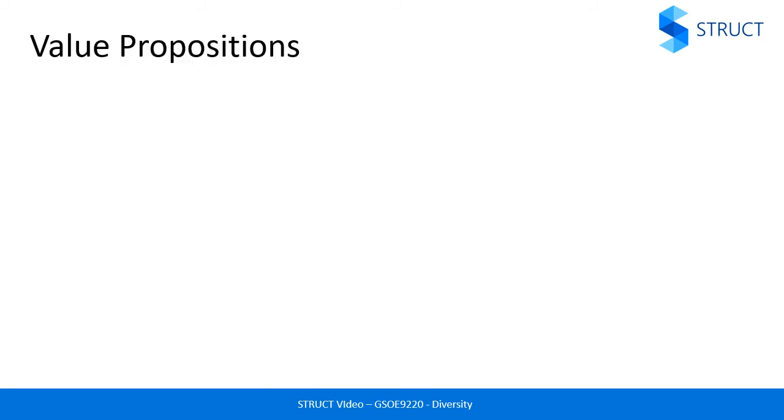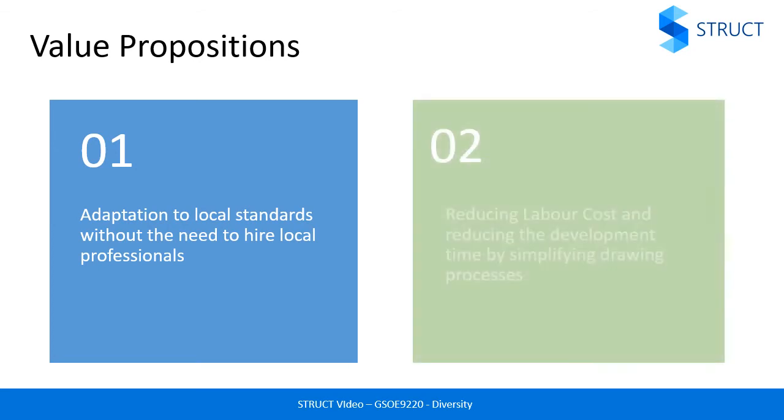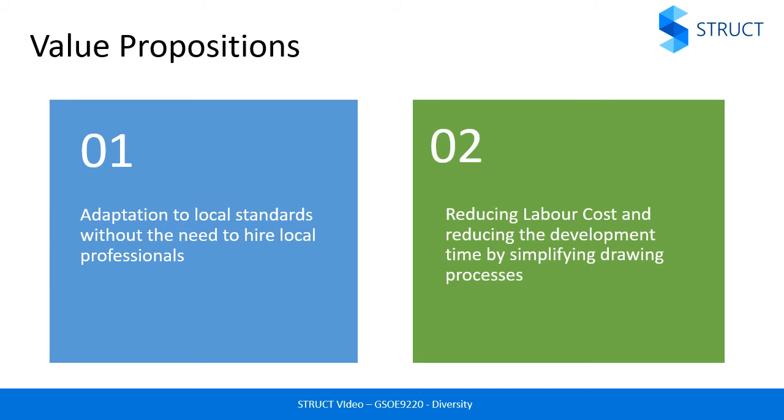The value proposition for our project is critical to making it a successful business model. The first is Struct's ability to adapt to local standards without the need to hire local professionals. This means reduced cost for a business and greater profit margin. This cloud-based technology will allow linking experiences from remote companies, which will of course help train the model better. In addition to reducing labor cost, this will also reduce the development time and will simplify the drawing process. By drawing automated designs, this will completely eliminate the need for tedious work. We believe this technology will also reduce the error rate.